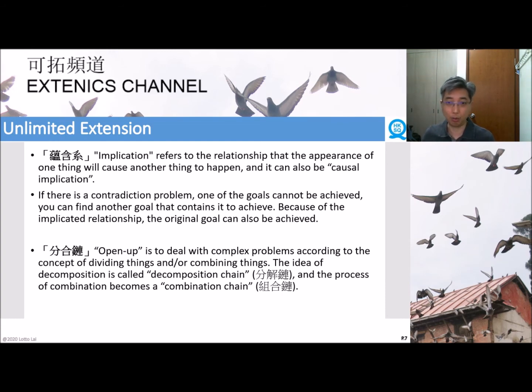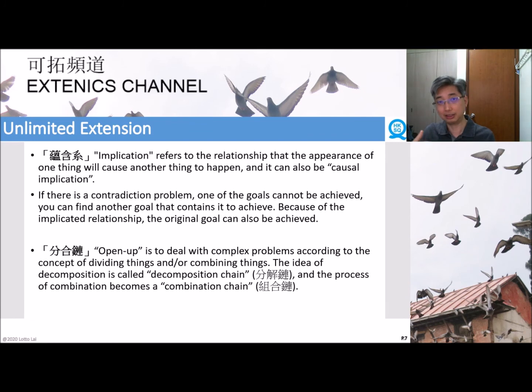The last one is open up. It deals with complex problems according to the concept of divergent frames and combined frames. The idea of decomposition is called the decomposition frame, and the process of combination becomes the combination frame. If you have a very complex problem, maybe we can separate it into small frames. Or you have new ideas for different parts of a product, you integrate them together and they become a new product. That is why we use the open up link system.